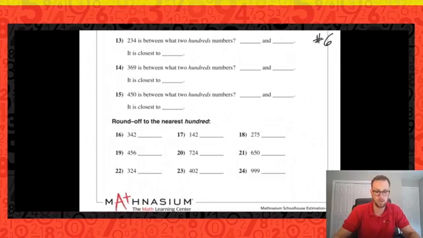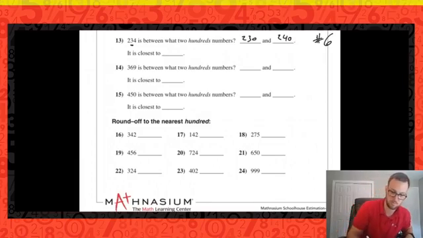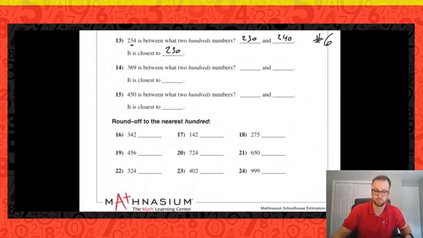So 234 is between what two tens numbers? So we want to be looking at the tens place. Yeah, very good. Between 230 and 240. And which of those is it closest to? Good. It's closest to 230.